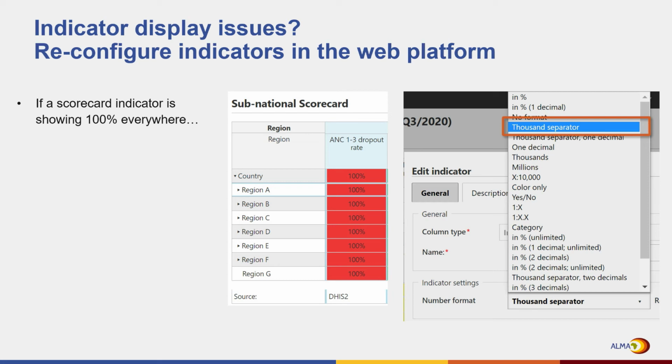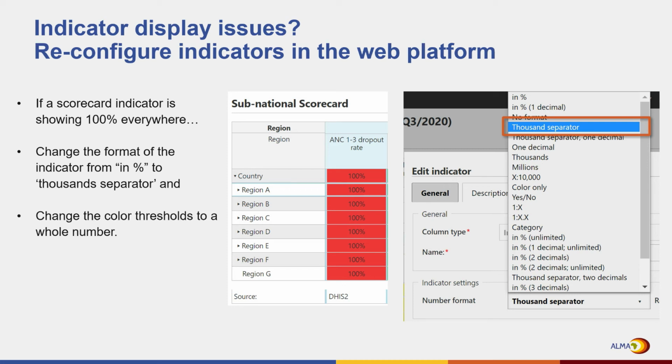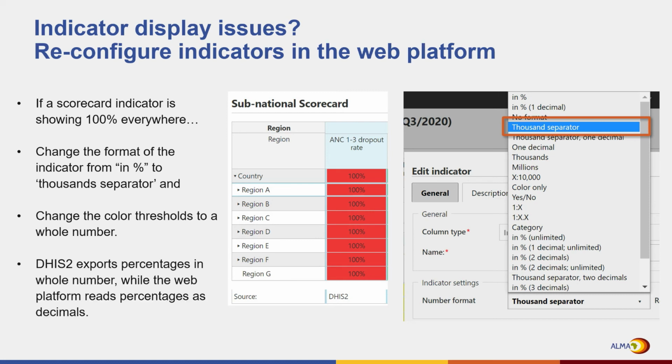Indicator display issues? You will have to reconfigure indicators in the web platform. If a scorecard indicator is showing 100% everywhere, like the example on this screen, you will need to change the format of the indicator from percentage to thousand separator, and then change the color thresholds to a whole number. This is because DHIS2 exports percentages in whole numbers, while the web platform reads percentages as decimals.